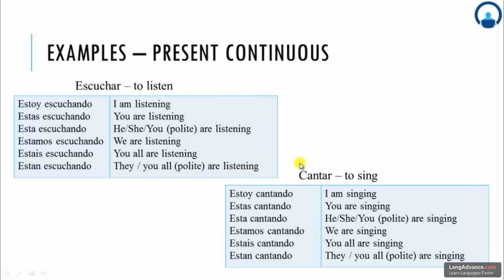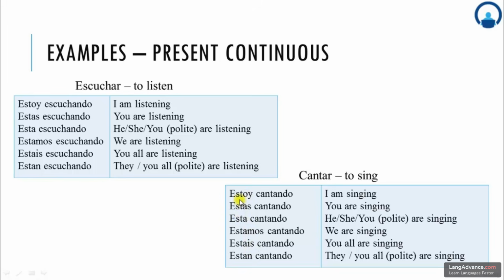Similarly, I have another word called cantar, which means to sing. I have replaced the AR letters with ando and combined it with the estoy conjugations or estar conjugations.